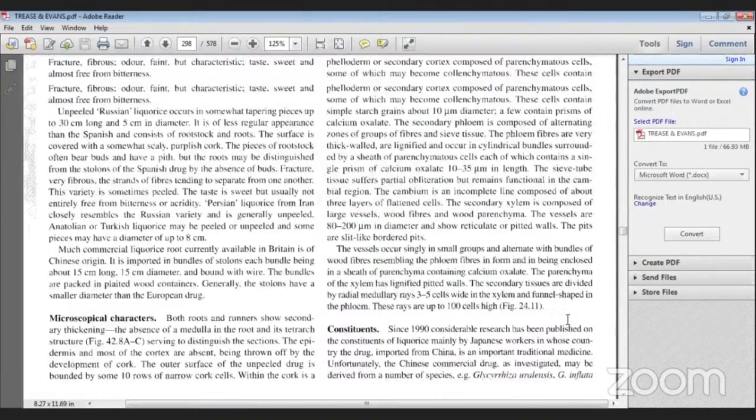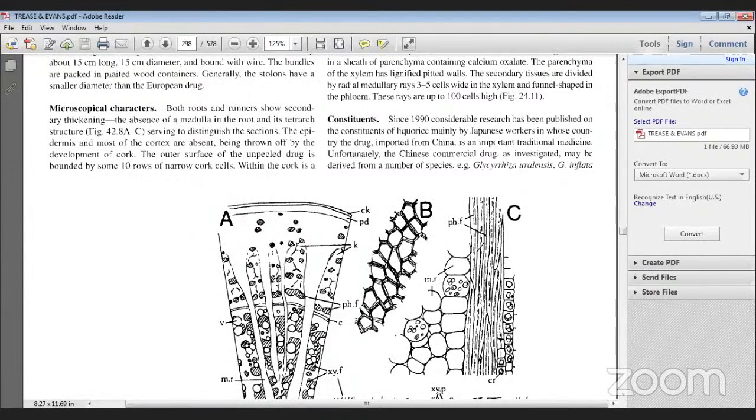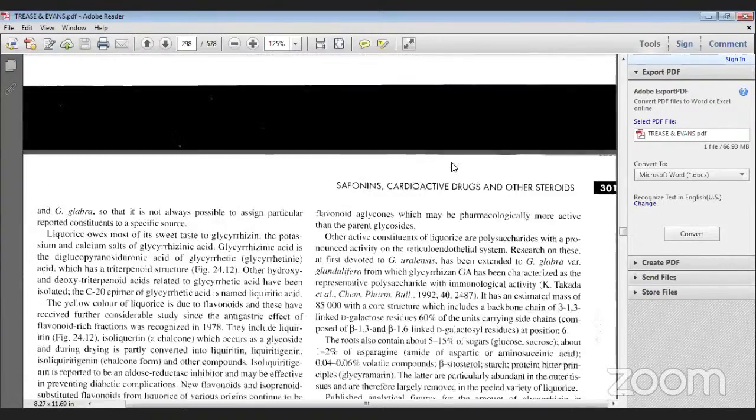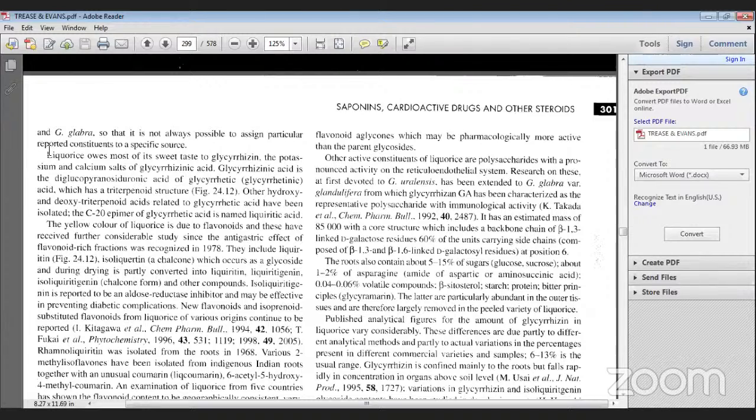Next is the chemical constituents. This is a pentacyclic triterpenoid saponin. The main glycoside, the chief constituent, is glycyrrhizin or glycyrrhizic acid, which is a potassium and calcium salt of glycyrrhizinic acid. The sweet taste of the glycyrrhiza is due to glycyrrhizin.